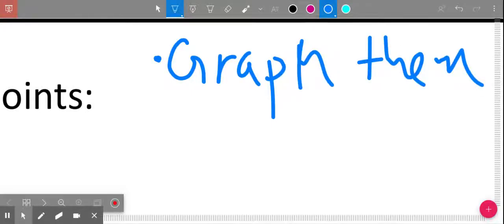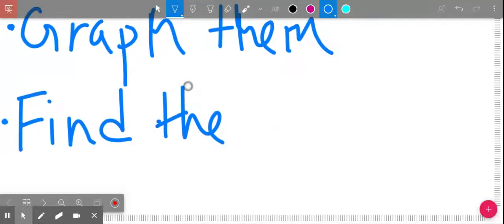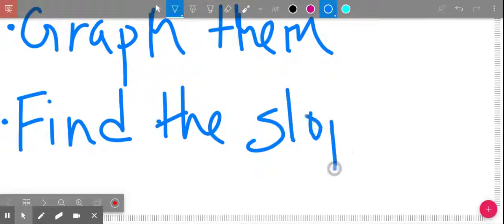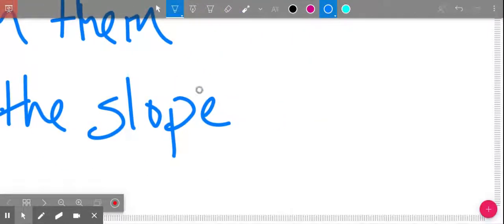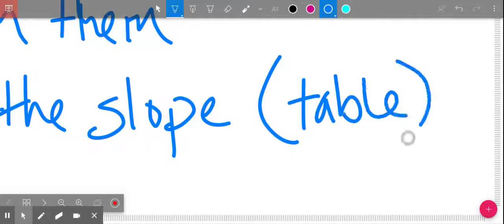That's supposed to be an H, and that's supposed to be an M. Sorry, guys. That's supposed to be an H again. Okay, so we can graph them. We can find the slope. Remember, you can use either your slope equation or make a table. We're going to be making tables today just because that's what I like. I feel like it's a little bit faster.